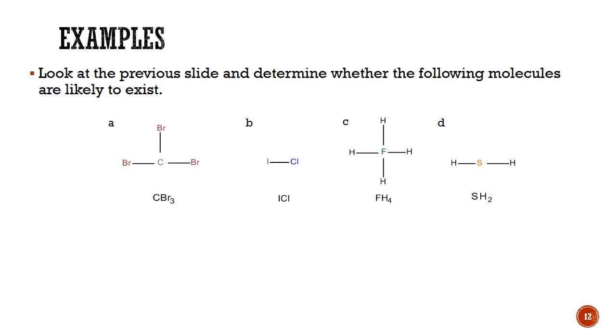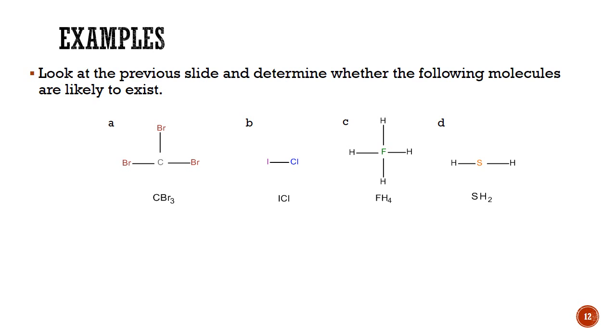So let's look at these compounds and determine if they are logical molecules, if they're likely to exist. All right, so if we look at A, we see carbon bonded to 3 bromines. Well, the bromines are good because they only make 1 bond. So each of those bromines are good. But carbon needs to make 4 bonds to be stable. And so CBr3 will not be a stable molecule. It would have to have 1 more bromine or some other element.